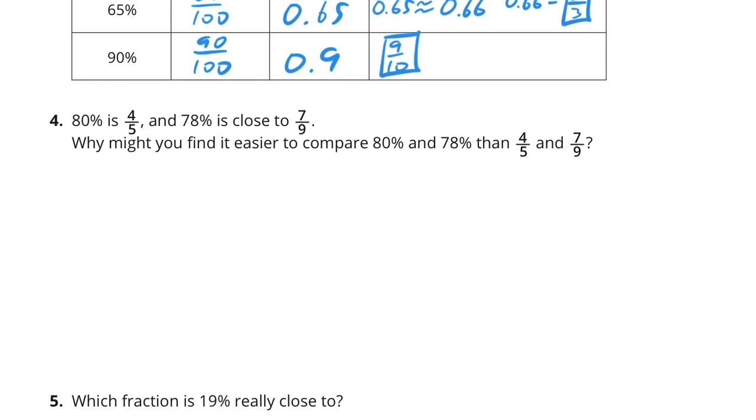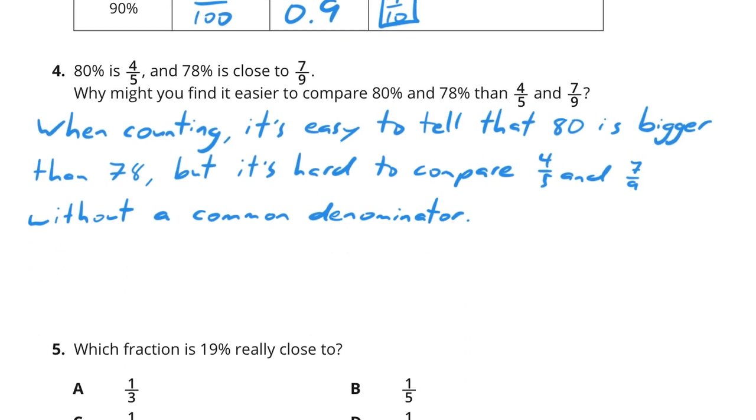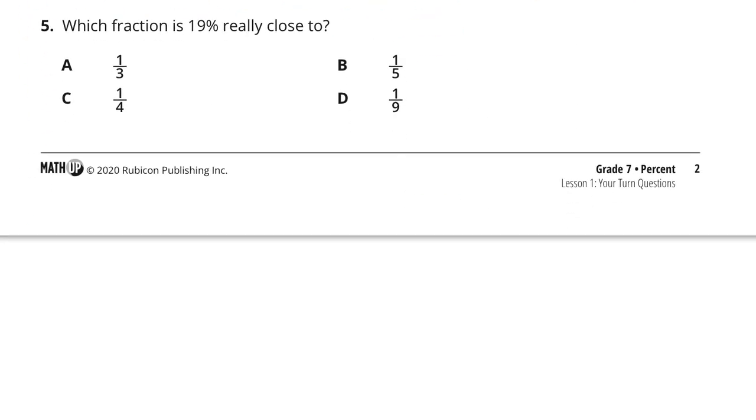It says 80% is 4/5 and 78% is close to 7/9. Why might you find it easier to compare 80% and 78% than 4/5 and 7/9? And I would say something like this. When counting, it's easy to tell that 80 is bigger than 78, but it's hard to compare 4/5 and 7/9 without a common denominator. Finally, we have the question, which fraction is 19% really close to?